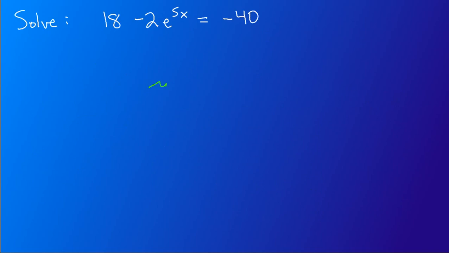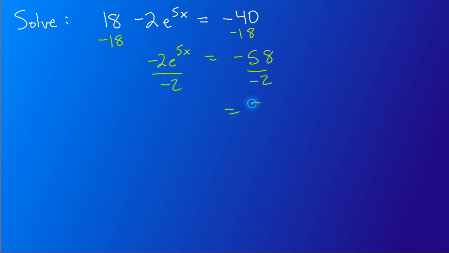Okay, so since that was a bust, let's try one that will not be. And that'll be this one. So I just made a minor change and made the 40 negative. So now when I subtract the 18, I get negative 58. I'm going to divide by negative 2. And that gives me 26.